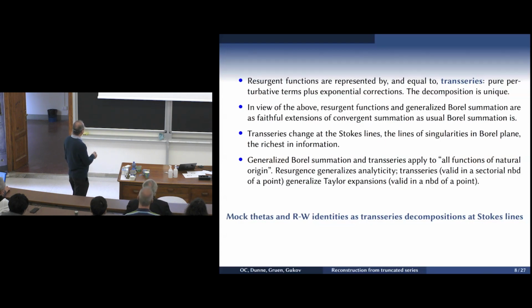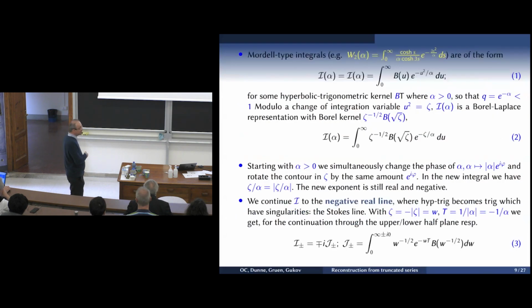So let me go to the next set of slides, in which we see the mock thetas and the Ramanujan-Watson-like identities as trans-series decompositions at Stokes lines. So all those complicated formulas are very simple, ultimately. Well, to do that, I have to go to the Stokes line. So let's see what is the starting point.